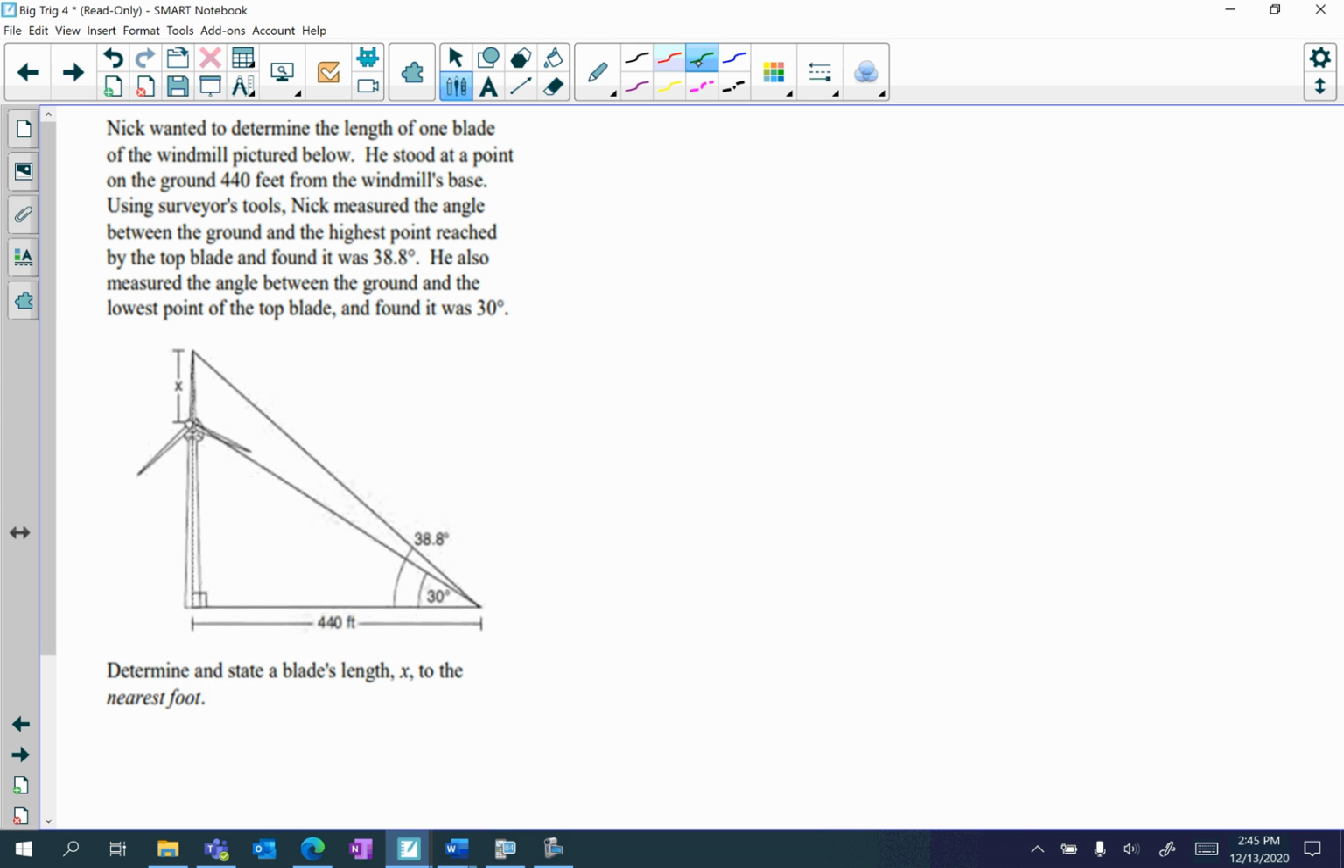Nick wanted to determine the length of one blade of the windmill pictured below. He stood at a point on the ground 440 feet from the windmill's base. Using surveyor's tools, Nick measured the angle between the ground and the highest point reached by the top blade and found it was 38.8 degrees. He also measured the angle between the ground and the lowest point of the top blade and found it was 30 degrees. Determine and state a blade's length x to the nearest foot.